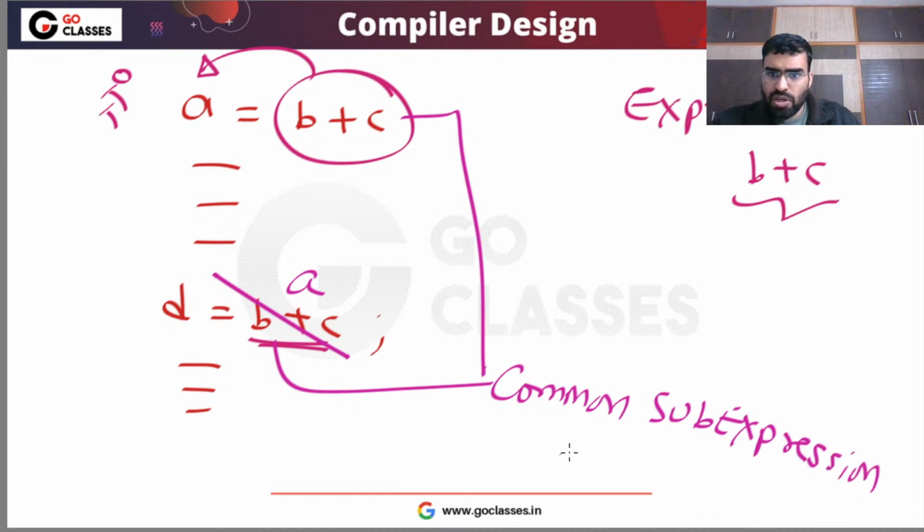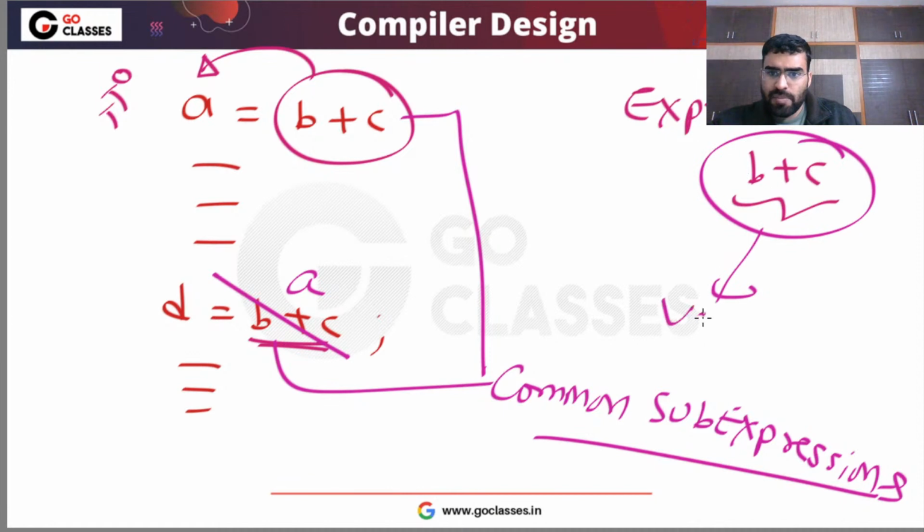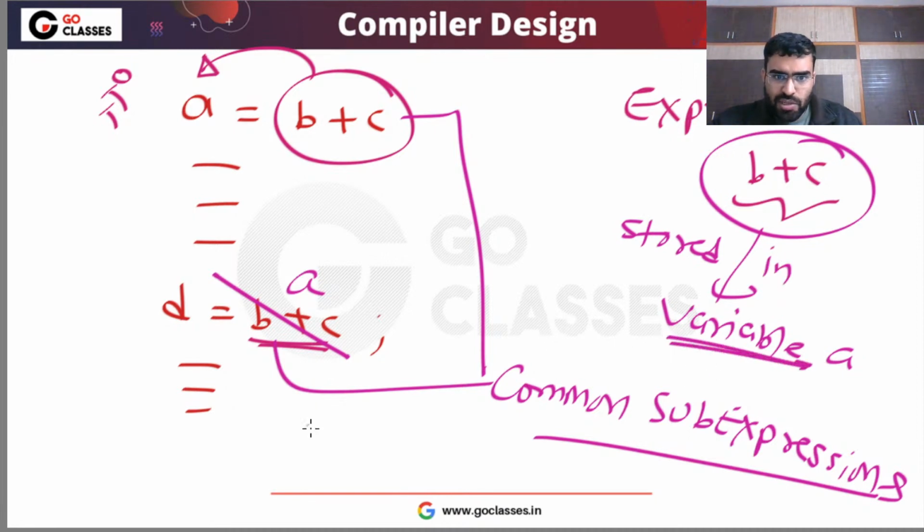We don't want to calculate again. We can replace this b plus c with the variable a, because a holds the value b plus c. This value is already stored in variable a, so I can directly use the variable a.